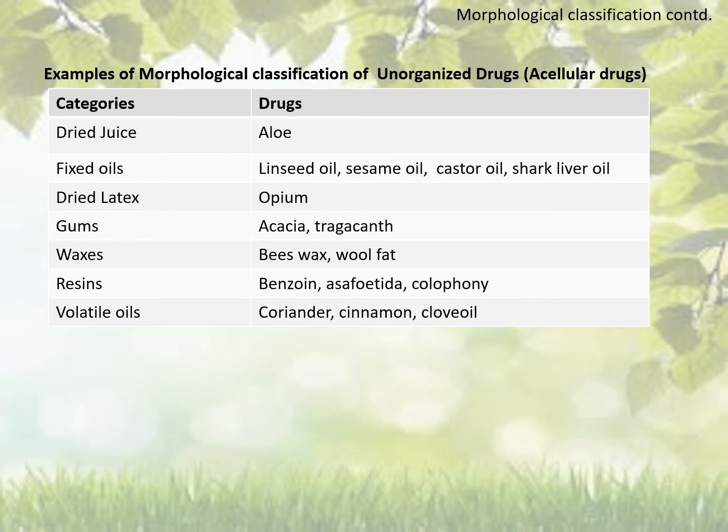Another example is fixed oil. Medicinal plants from which fixed oil is obtained and used as a drug are grouped into the category of fixed oil. Some other unorganized drugs are dried latex, gums, waxes, resins and volatile oils.